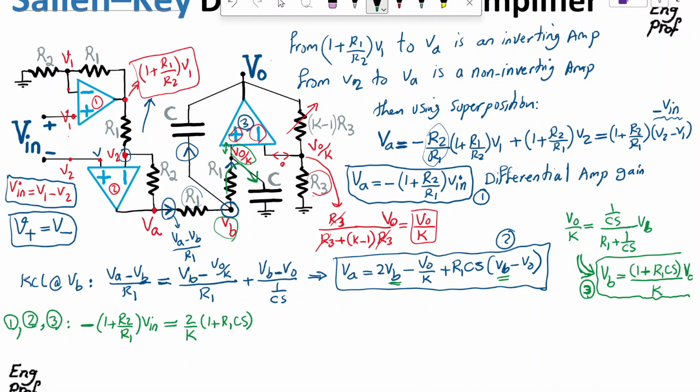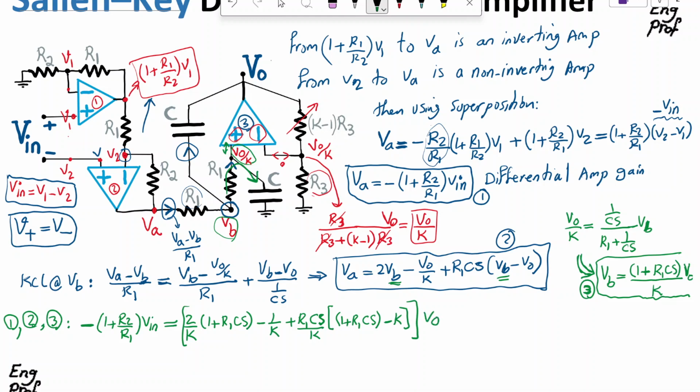I'm going to factor out V out, and then minus 1 over K. Again, factor out V out, and I have plus R1 CS. And then another VB, so let me put it this way so that it looks nice. It will be as simple as, let's say, factor out K, and after we factor out K, we get 1 plus R1 CS minus K, finally V out.